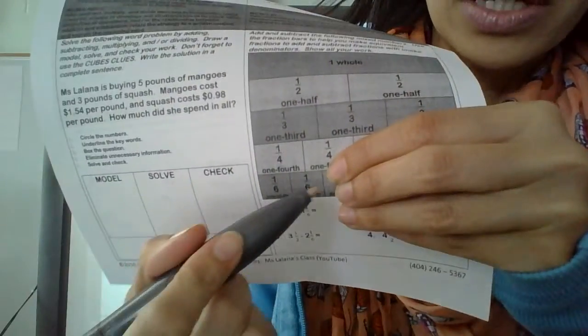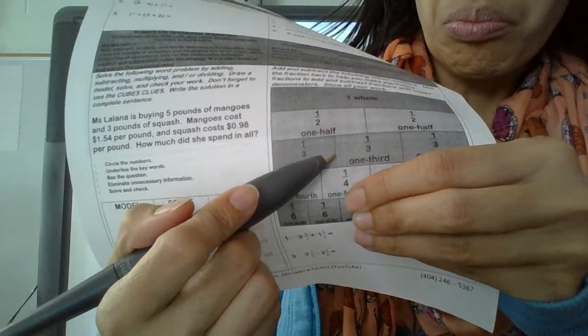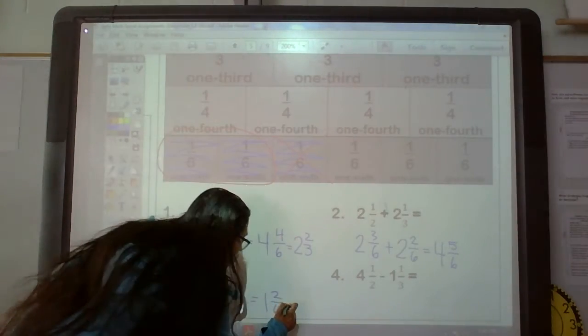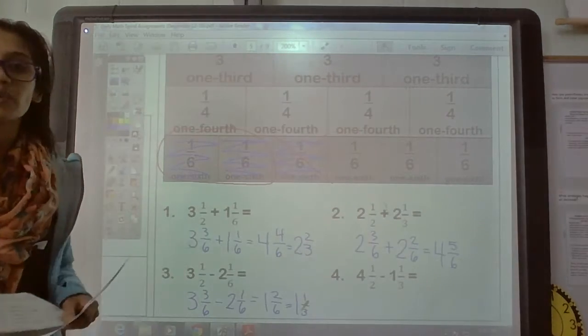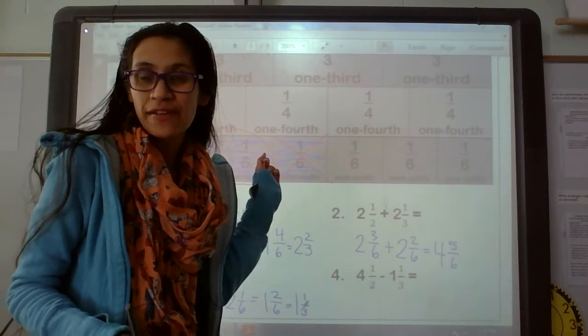And look right here. 2/6 right there. Is that the same as anything else on the fraction bar? 1/3. It is the same thing as 1/3. So 1 and 2/6 is the same thing as 1 and 1/3. Bam. We're almost done. One more problem in our operations, adding and subtracting fractions.